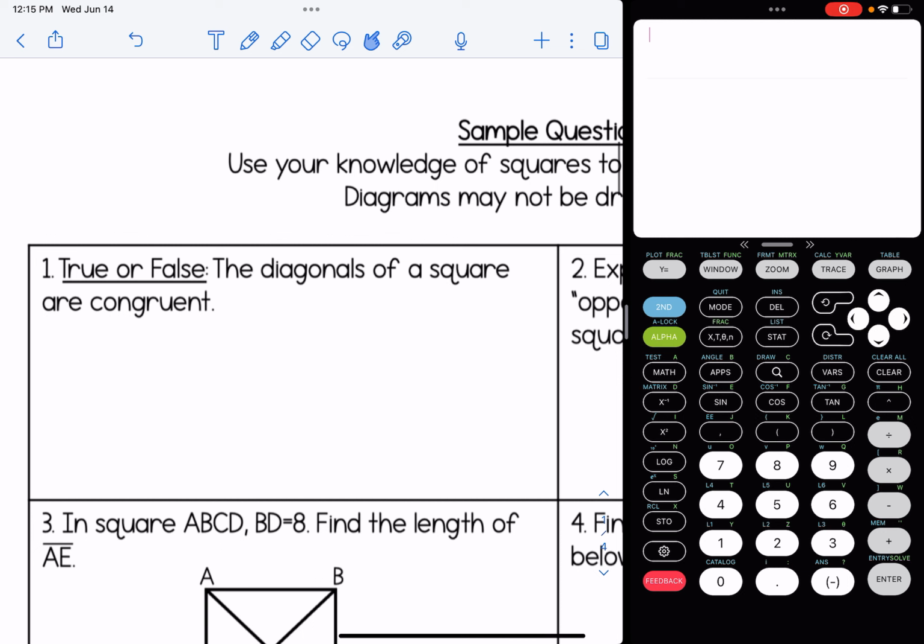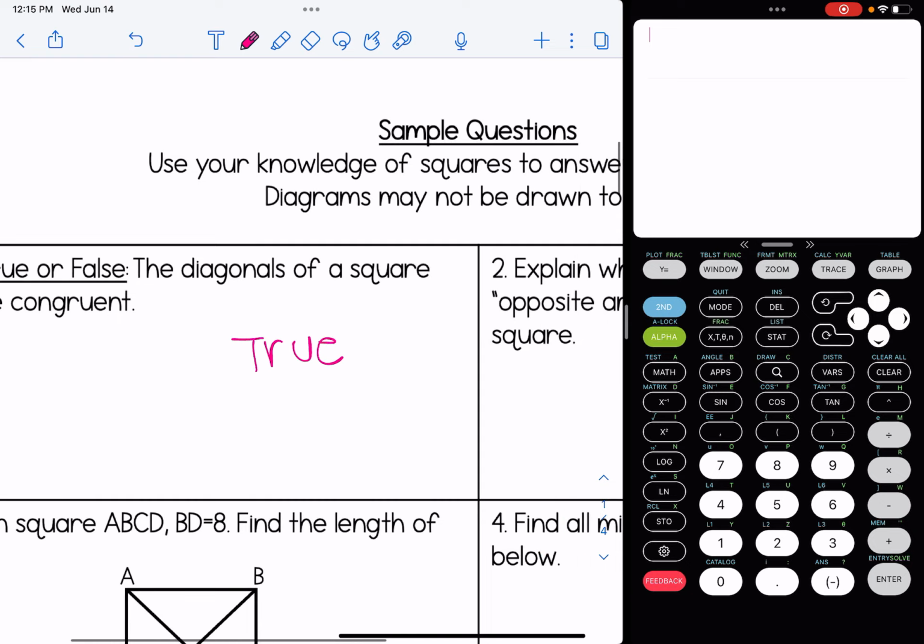Number 1, true or false, the diagonals of a square are congruent. That is definitely going to be true. That's true in a rectangle as well. So since a square is a type of rectangle, it's true here too.